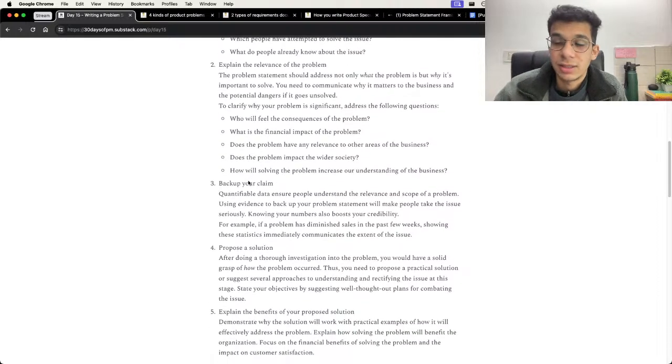Explain the relevance of the problem. How often does this problem occur? How many users on a daily basis come across this problem? How much impact can be delivered, and how the customer metrics on the customer success side can be improved just by delivering this small enhancement, right?